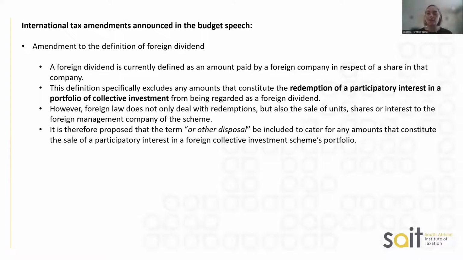So from a South African perspective, it's been proposed to amend the definition of a foreign dividend to take into account these redemptions of a participatory interest in a portfolio of collective investment, so that those disposals will also then be considered as a foreign dividend and would then qualify as a foreign dividend for South African tax purposes.